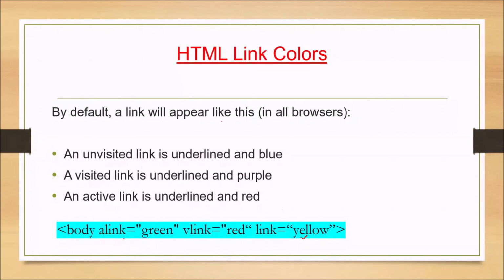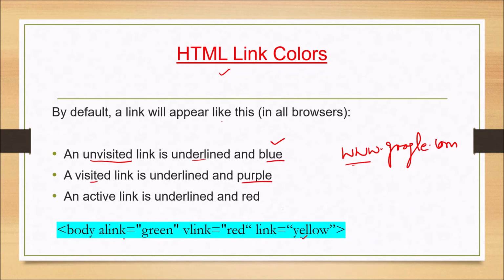So this is a list of different HTML links which we consider and their colors. By default, an unvisited link is blue. Whenever any address is specified like www.google.com, by default it is in blue color and it is underlined. When we visit this link, then it becomes purple and it is still underlined. And an active link is red and it is also underlined.